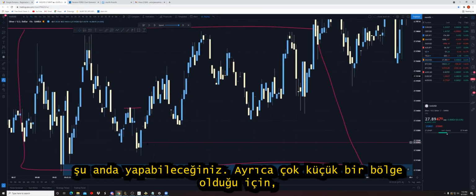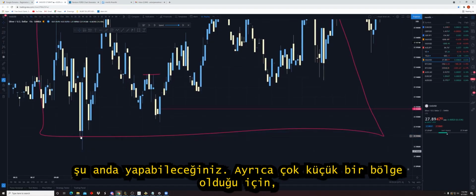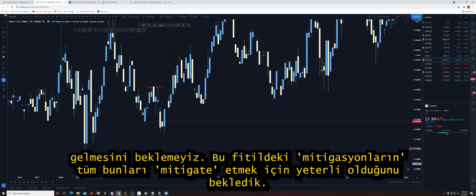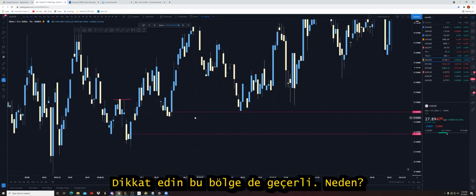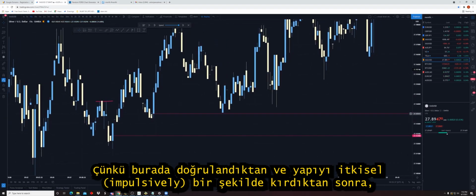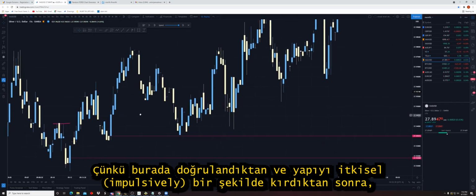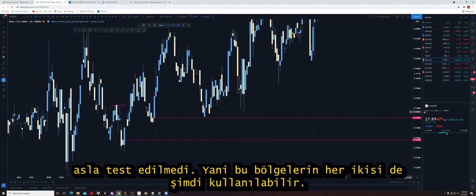Now, also, because it's such a small zone, we don't even use this one because we don't expect price to come this deep. We expect that the mitigations in this wick are enough to mitigate all this. And what we do now is we drop on potentially this one. Notice how this zone is also valid. Why? Because after validating it here and breaking structure impulsively, it was never tested. So both of these zones can now be used, right?